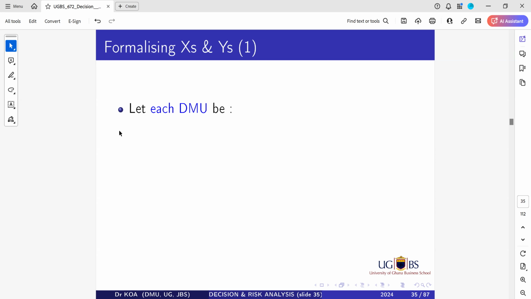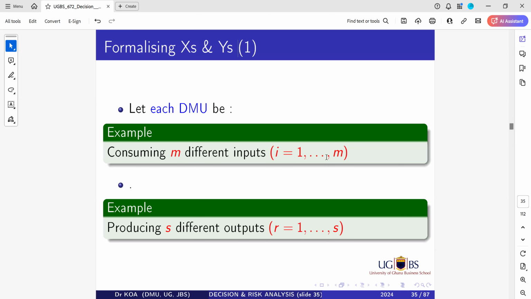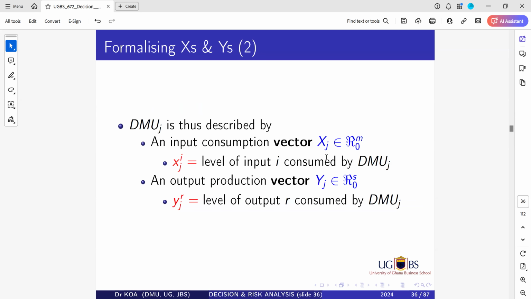At this stage, we are ready to formalize the DEA. Okay? I'm about to wrap up towards the formalization. Let X be inputs. Let Y be outputs. Don't forget that. Okay? So M is the number of inputs, total number of inputs being consumed. A particular input is given by I, which is 1, 2, 3, all the way to M. The S is the total number of outputs. A particular output is R. 1, 2, or 3.